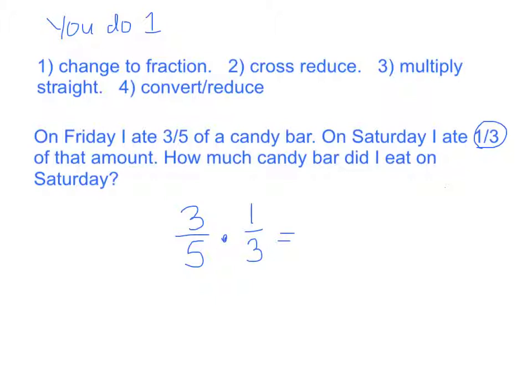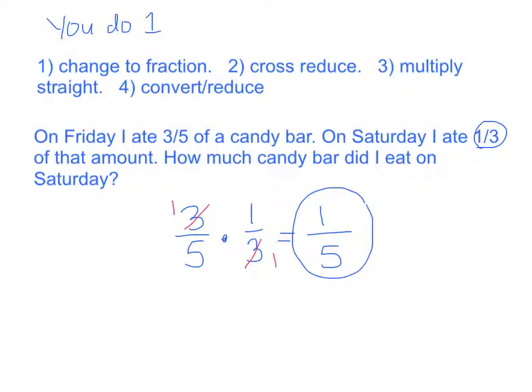So I'm going to use my steps: change to fraction, that's a fraction, cross reduce. All right, nothing goes into both 1 and 5, but 3 goes into both of those. 3 goes into 3 once, and 3 goes into 3 once. Multiply straight across. 1 times 1 is 1, and 5 times 1 is 5. So I ate 1/5 of the candy bar.